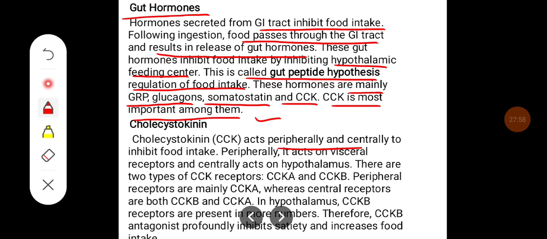Cholecystokinin acts peripherally and centrally to inhibit food intake. Peripherally, it acts on the visceral receptors and centrally it acts on the hypothalamus. There are two types of CCK receptors, CCKA and CCKB. Peripheral receptors are mainly CCKA, whereas central receptors are both CCKB and CCKA. In the hypothalamus, CCKB receptors are present in greater numbers. Therefore, a CCKB antagonist profoundly inhibits satiety and increases food intake.